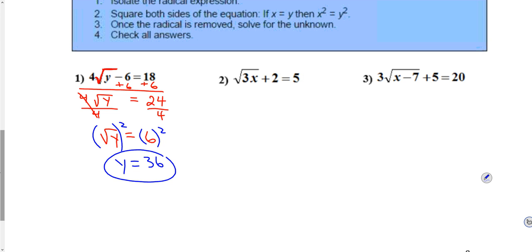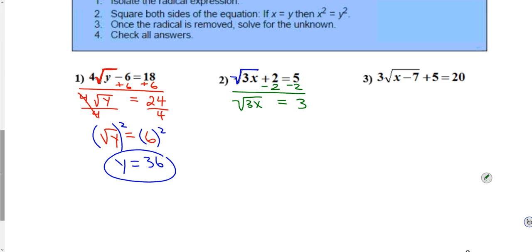Okay, next problem. Remember, this is all about getting the radical by itself. We don't want anything outside the radical. So I have to get rid of the 2 first. Let's see. So I subtract 2 from both sides, and I have 3 equals radical 3x.